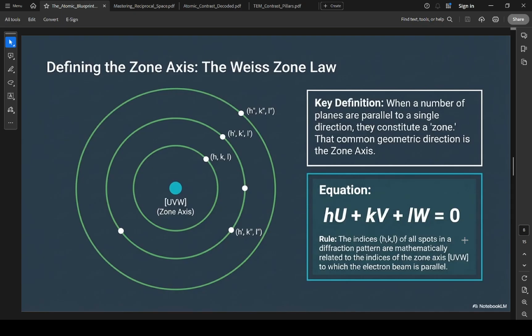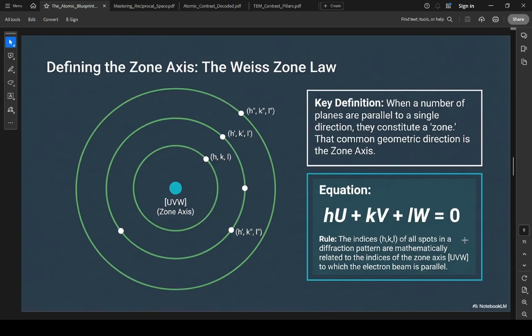Then the zone axis, the Weiss zone law. When a number of planes are parallel to a single direction, they constitute a zone, and the common zone direction is called the zone axis. So the zone axis is common to all the planes, and it lies in the center. Around this, each set of planes will create a zone circle, which will satisfy the equation HU plus KV plus LW equals 0.